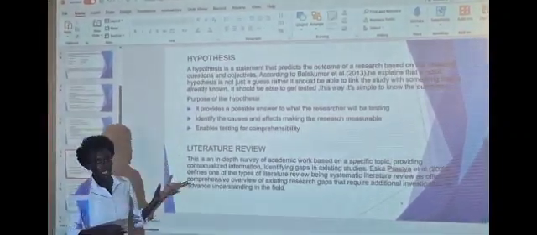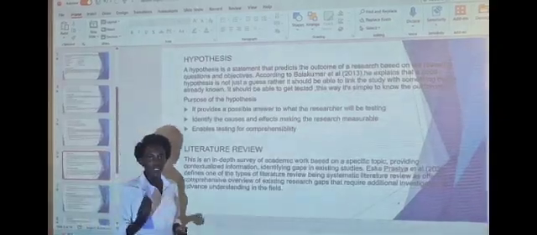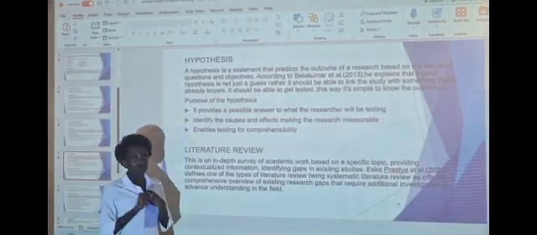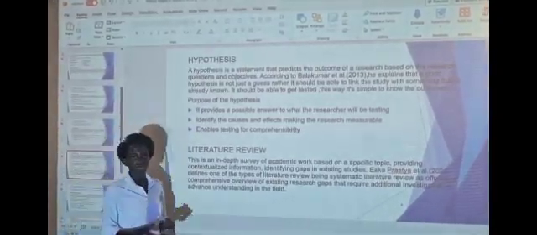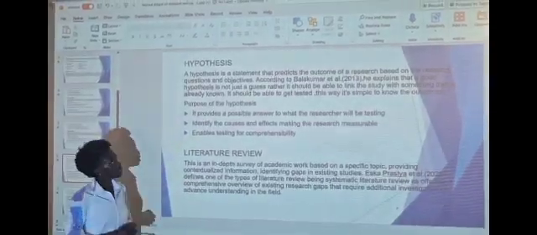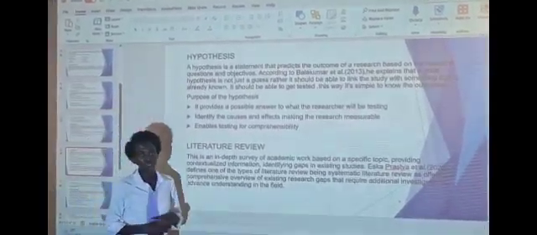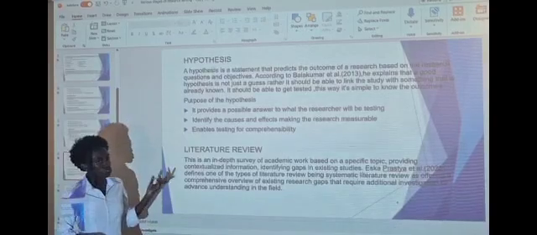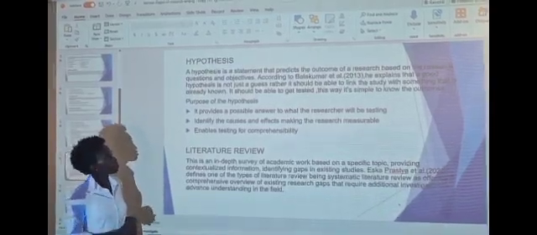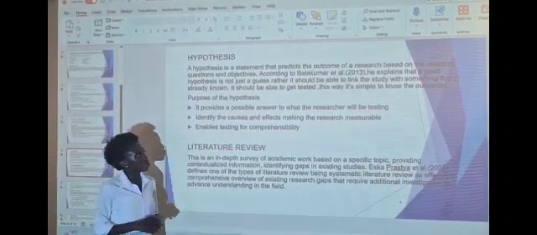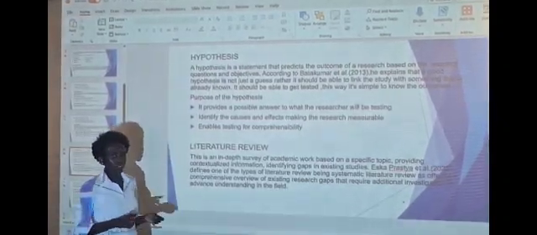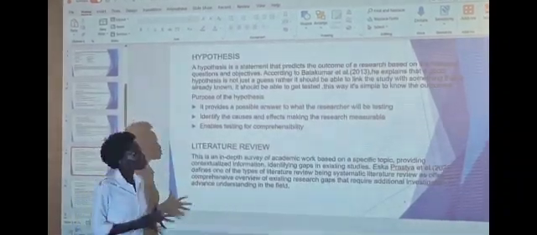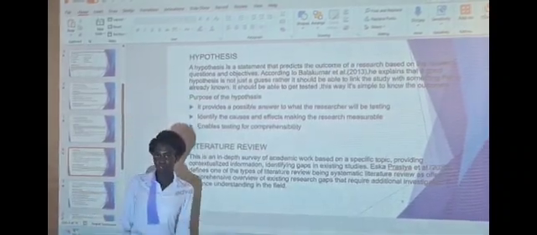The research hypothesis helps to guide the researcher on what data to collect, what to test, and how to interpret the findings. The research hypothesis should be practical, meaning it should be able to be tested with clear evidence. Purposes of the hypothesis: the hypothesis provides a possible answer to what the researcher will be testing. It identifies the causes and effects, making the research measurable. It also enables testing for easier understanding.